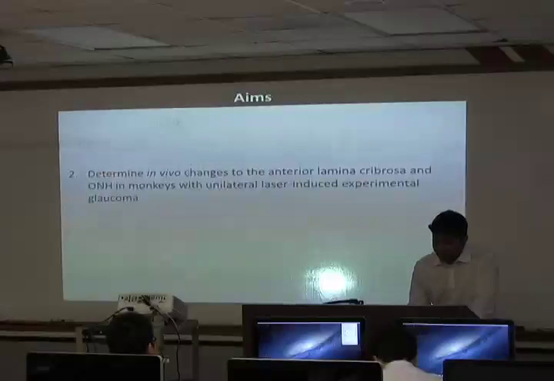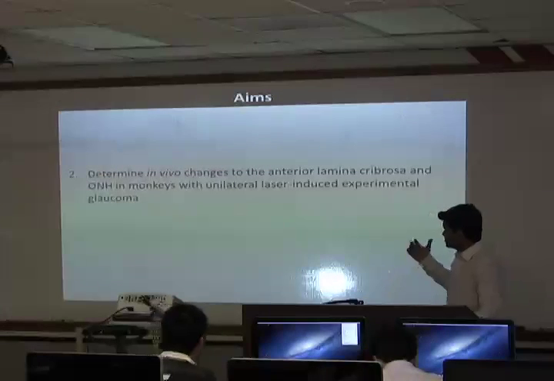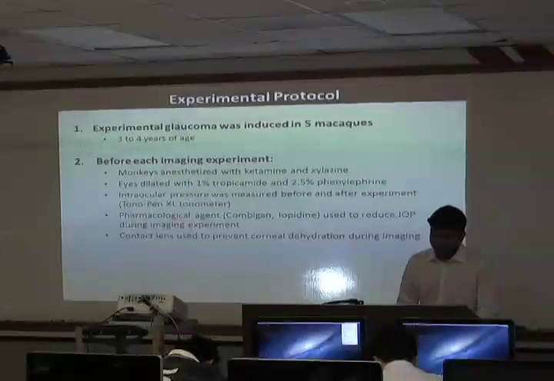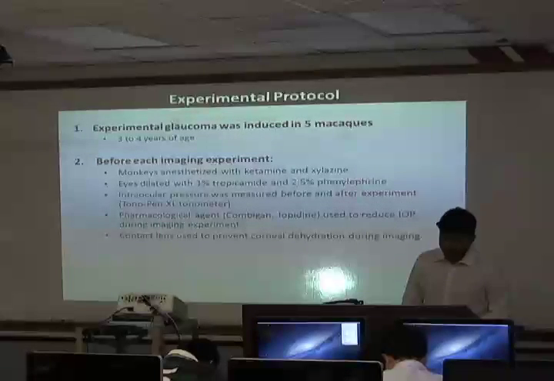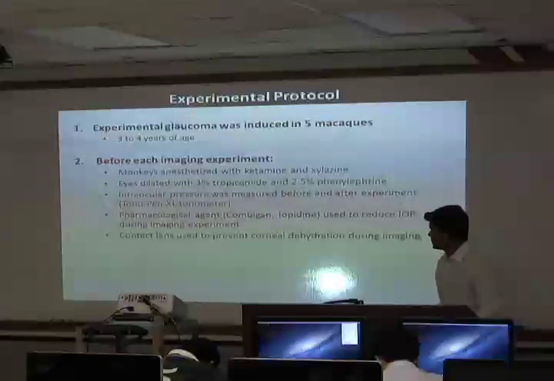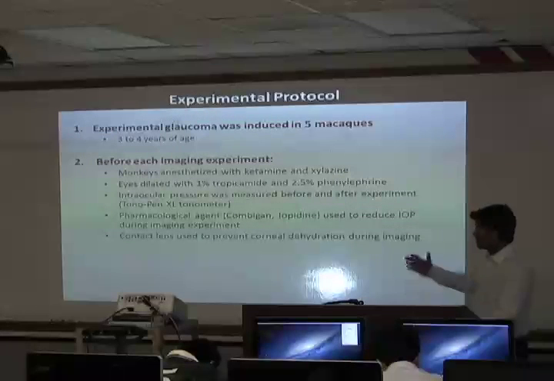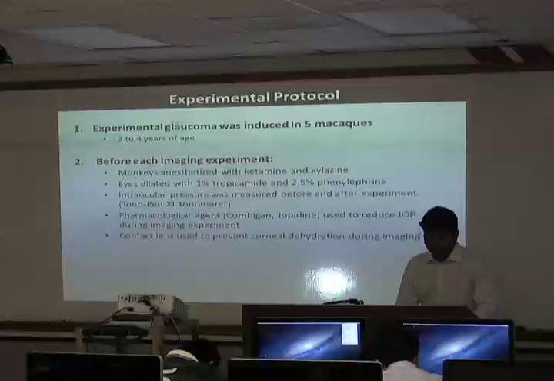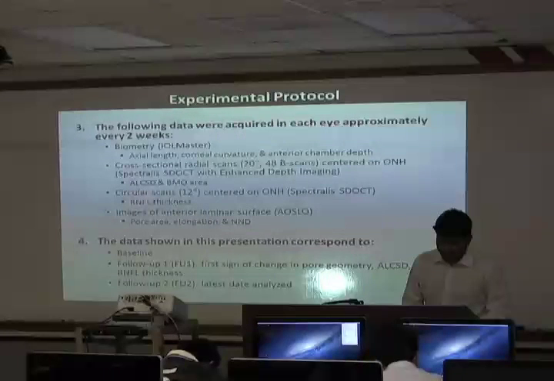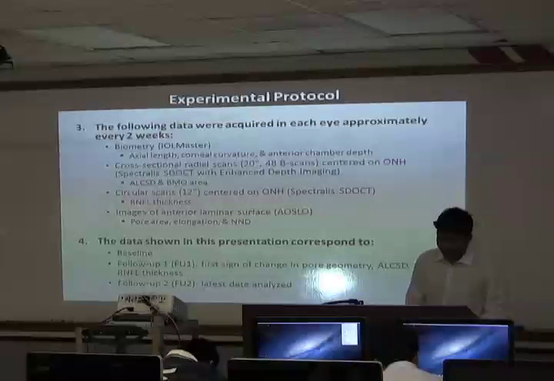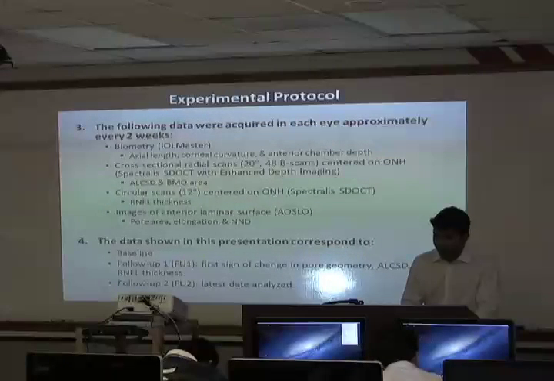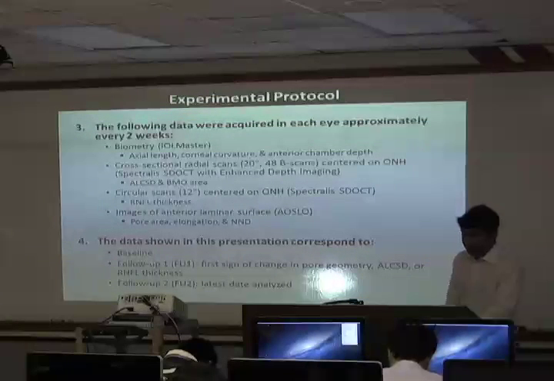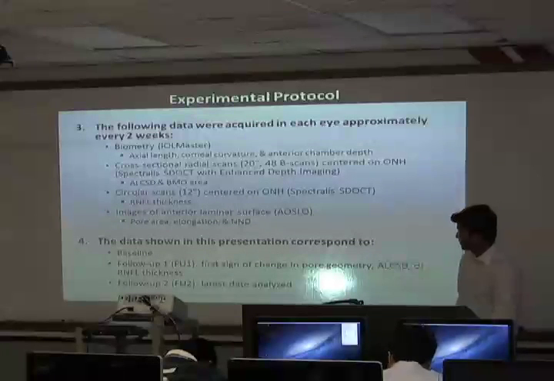For my second experiment, the aim is to track changes in the same structure in eyes with glaucoma. For this experiment, we used 5 monkeys which have glaucoma in one eye, 3 to 4 years of age. Before each experiment, the monkeys are anesthetized, eyes are dilated, and the intraocular pressure is measured before and after each experiment. A pharmacological agent is used so that the IOP is reduced, and a contact lens is used to prevent corneal dehydration during imaging. We measure several parameters like axial length and corneal curvature using an IOLMaster. We acquire images of the optic nerve using SDOCT, and the pore elongation, area, and nearest neighbor distance are measured using this as well as using AOSLO.